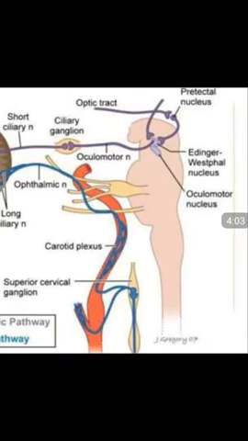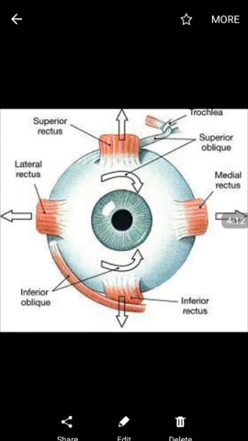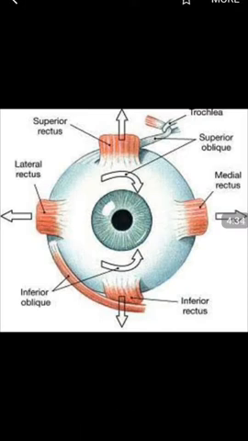So the third thing is that we all know that the medial rectus, lateral rectus, superior rectus, inferior rectus, and superior oblique: except for lateral rectus and superior oblique, they are supplied by the third nerve. Lateral rectus is supplied by the sixth nerve, which is the abducens nerve, and superior oblique is supplied by the fourth nerve, which is the trochlear nerve. So these two muscles have their own nerve supply, whereas the rest of the major extraocular muscles, like superior rectus, medial rectus, inferior rectus, inferior oblique, and levator palpebrae superioris, are all supplied by the oculomotor nerve.